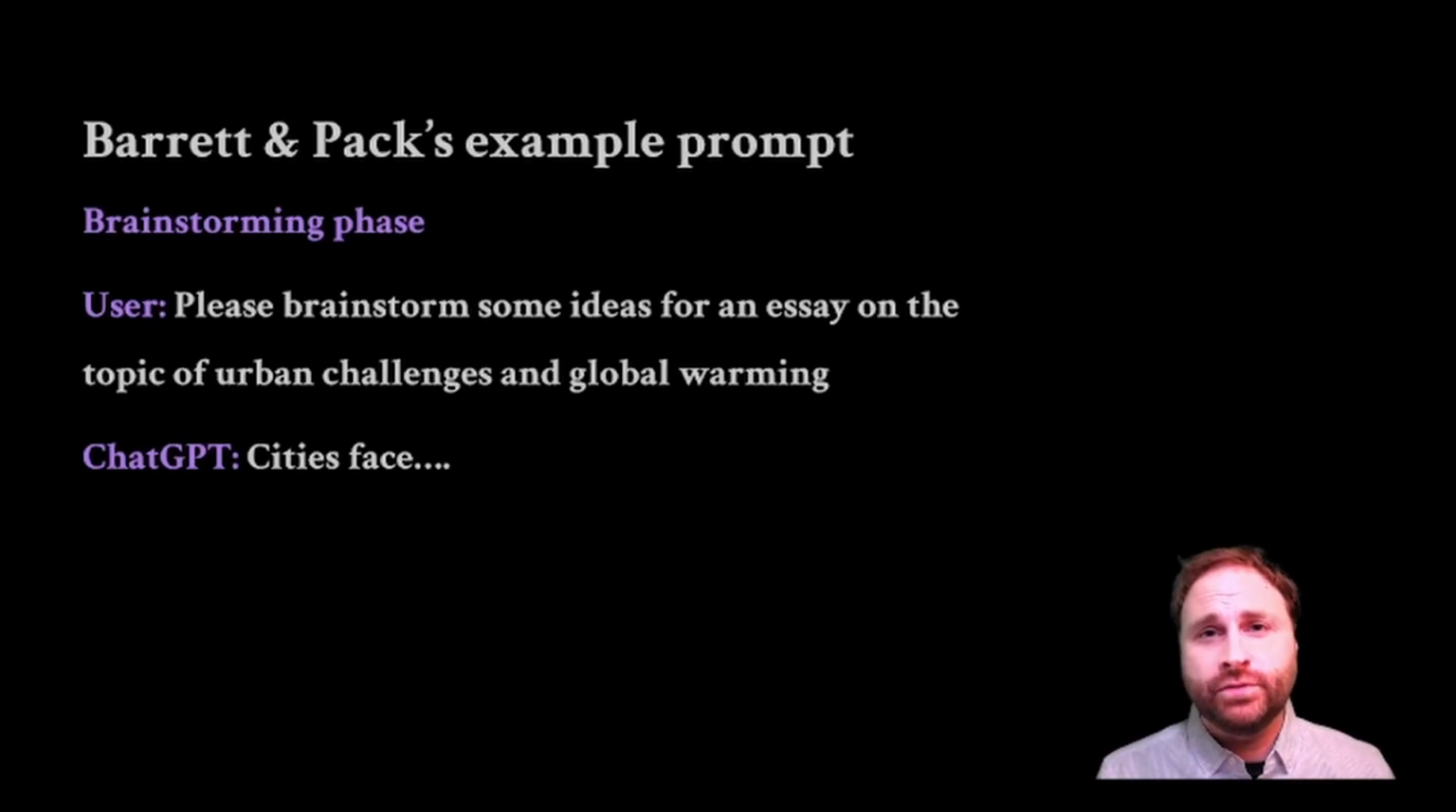The first stage of the writing process that the researchers asked about was the brainstorming phase. They asked their survey respondents if it was acceptable for a student to use ChatGPT to help them brainstorm topics for a school essay. So, the prompt that the student gives to ChatGPT would be this: please brainstorm some ideas for an essay on the topic of urban challenges and global warming.